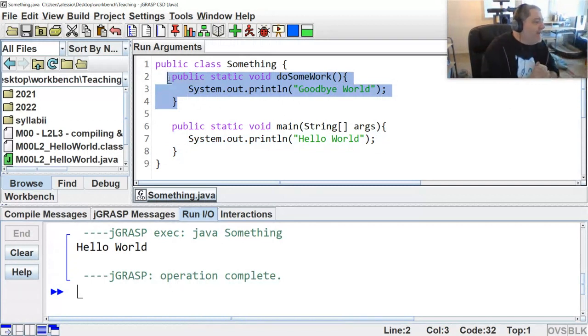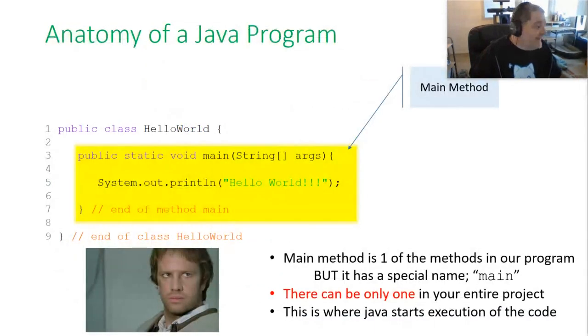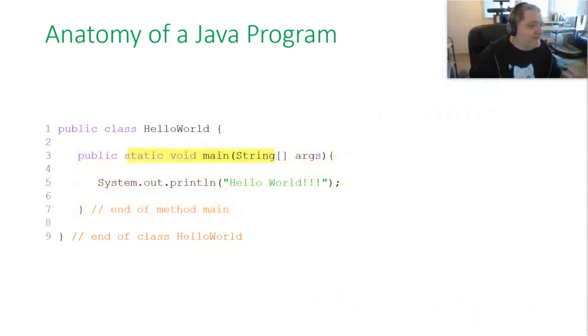Question in the chat. So the program can have any amount of methods, but does it need at least one and only one main method? You got it. That's exactly the rule. Okay. So only one main method, not two, not zero, only one. To paraphrase Monty Python, yeah, it's necessary, and this is where the code starts execution.